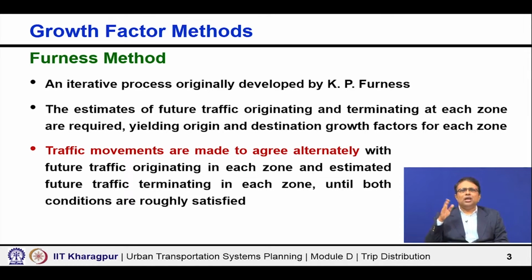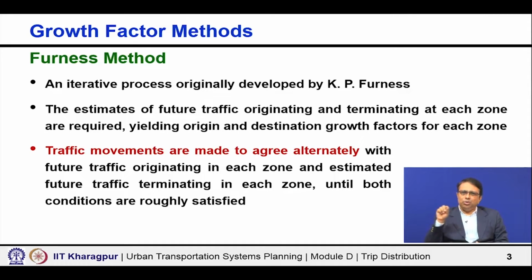Now, obviously, because of this the column totals will match perfectly, but the row totals will not match. But in the final matrix we expect the row totals as well as the column totals to match reasonably. So, we go to the next iteration, and whatever we did for each column, now we do the same treatment for each row.